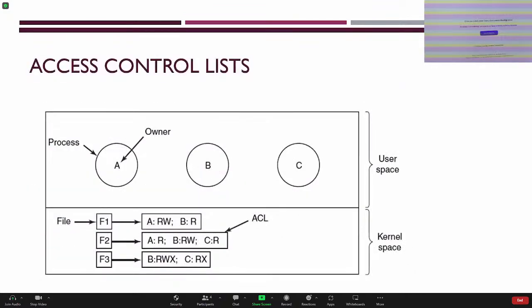So this is an example of an access control list on files. As we can see, if the process with owner A tries to write to file 1, in the discretionary list we can see that it has the right to read and to write on the file, so it can perform that operation. But if it tries to write on file 2, then it only has read access, so it won't be able to perform that operation.